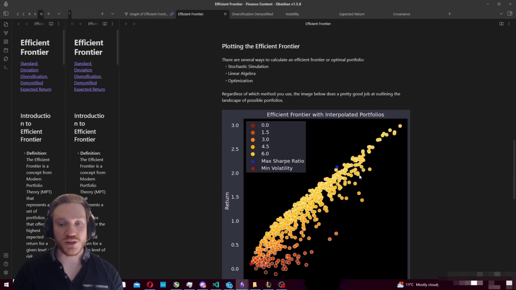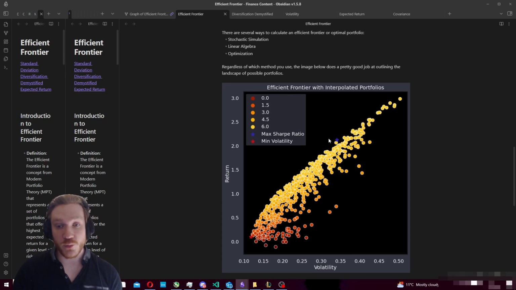So what does it actually look like? And how do you go about plotting it? There's a couple of different ways to do this. You can use what's called a stochastic simulation, you can use linear algebra, and you can use optimization, okay?